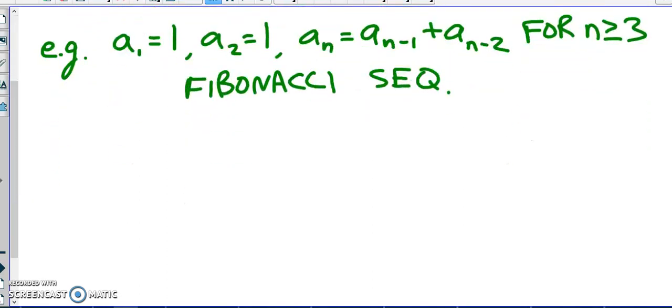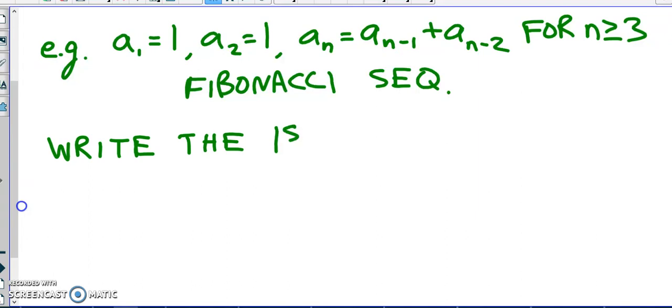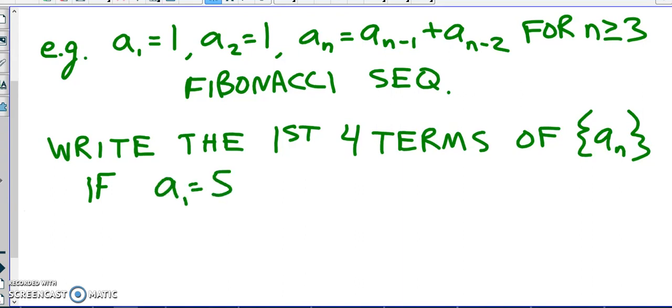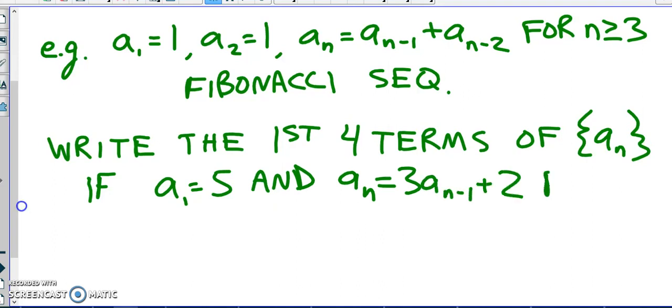So here's another thing. Write the first 4 terms of the sequence A sub n if A1 equals 5 and A_n equals 3A_{n-1} plus 2 for n greater than or equal to 2. Well, the first term's easy. A1 is 5.